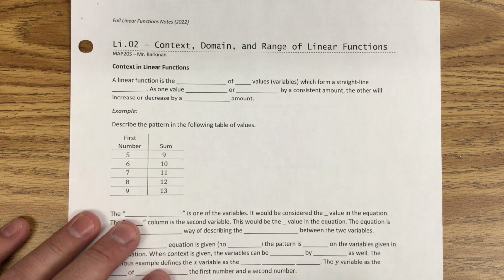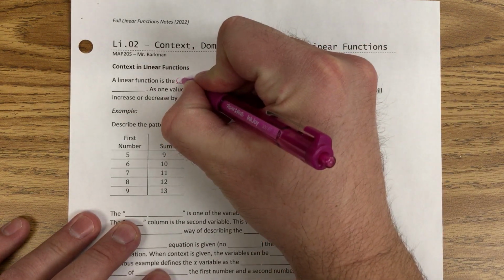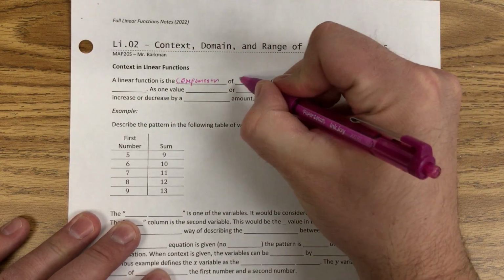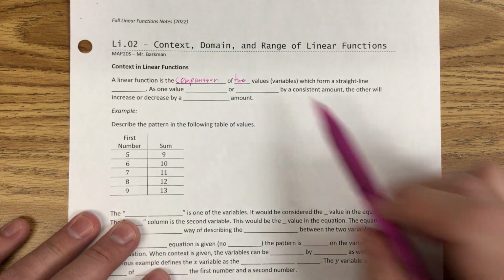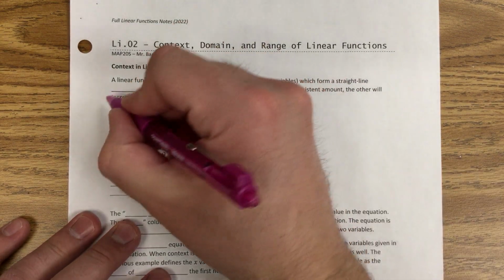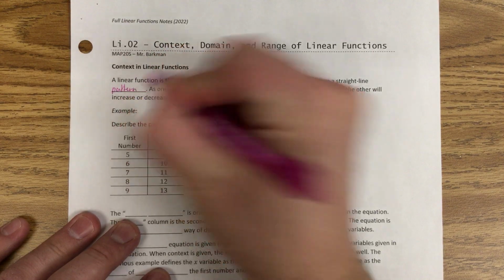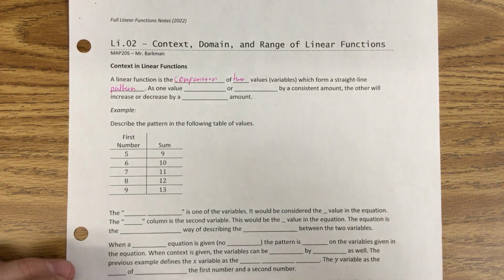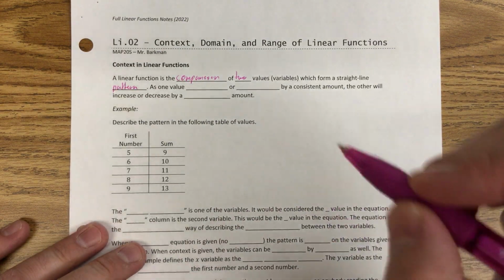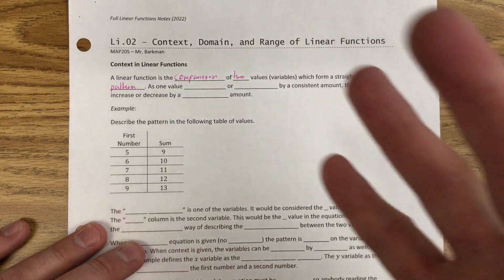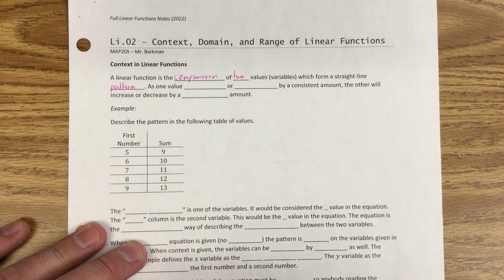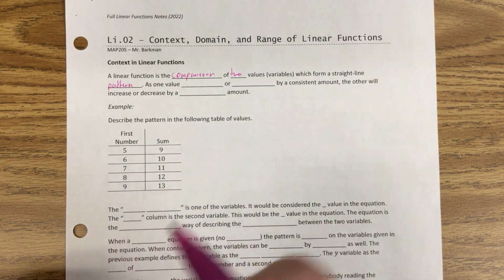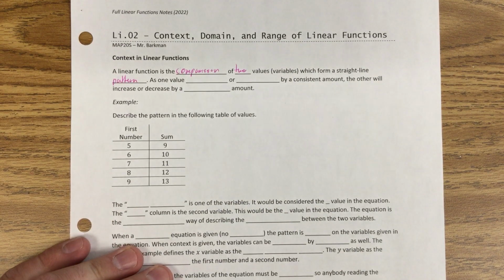So a linear function, again, going back to its roots, is a comparison of two values, or what we might consider variables, which form a straight line pattern. We've taken a look at some examples in the past where we have numbers that are going up or down by the same value each time. That would be a pattern, and we would consider the first number to be the place value, and then the second number to be the pattern that we are seeing.